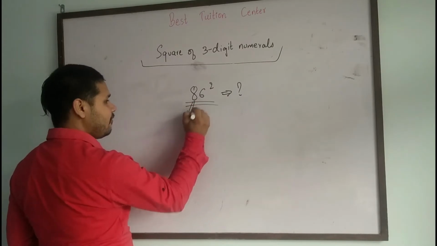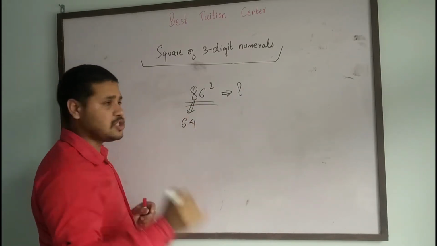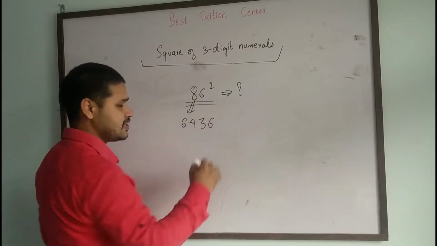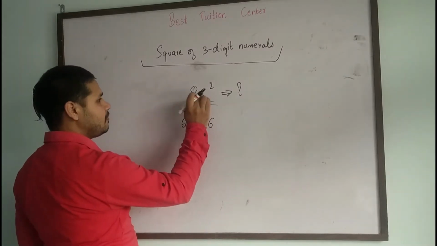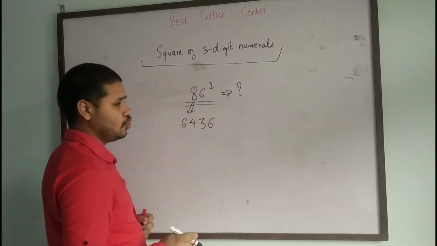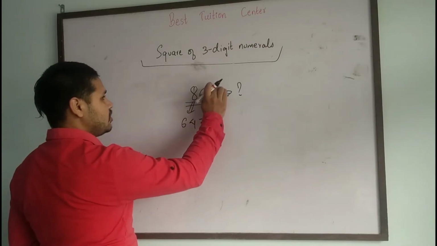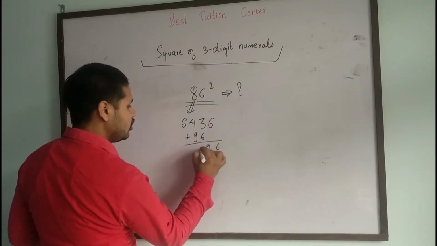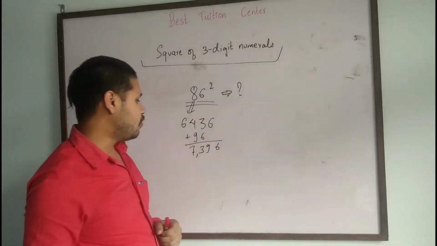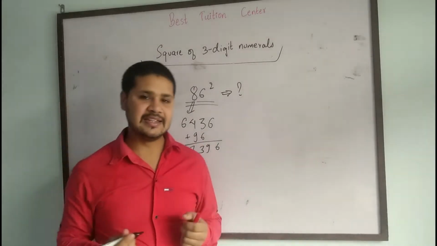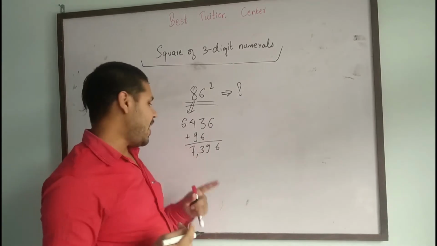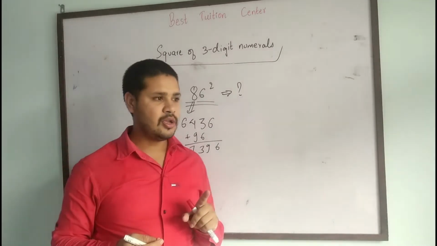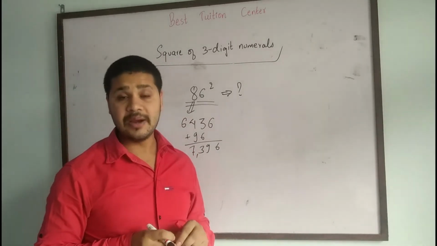The square of 8 is 64 and the square of 6 is 36. Now the next step is we need to multiply these two numbers with 2. So 6 times 2 is 12, times 8 is 96. When you go for the addition, you'll get the answer as 7396.